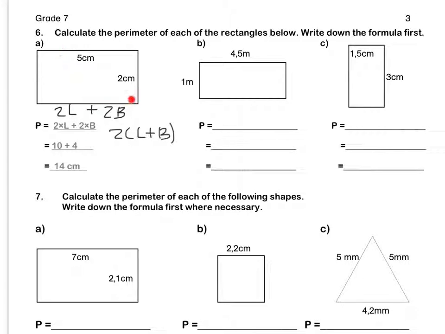Now back to this question. Our 2 lengths is 2 times 5, which is 10. Our 2 breadths is 2 times 2, which is 4. And our final answer is 14 centimeters.